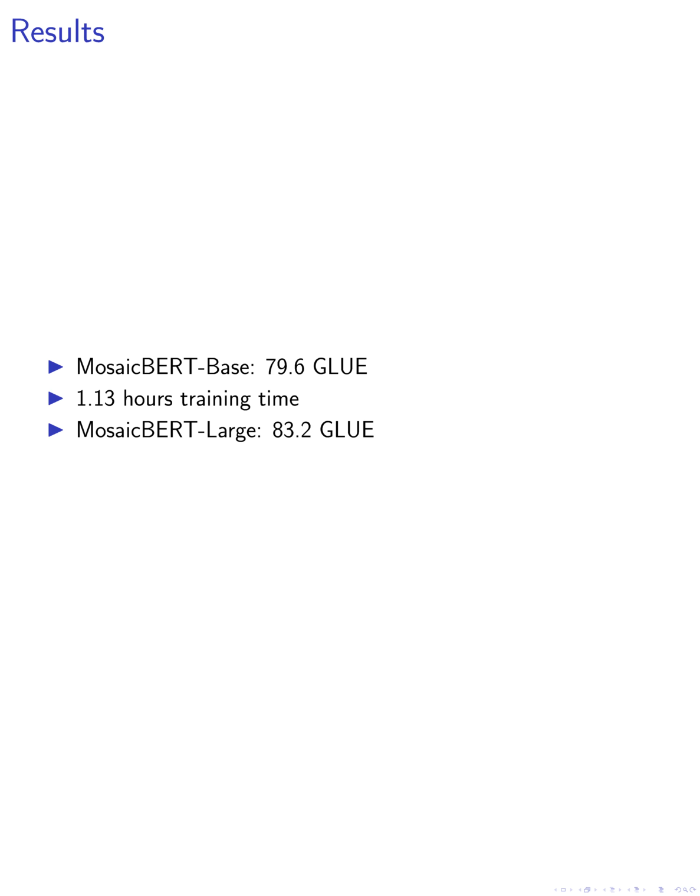Finally, we present our results. MosaicBERT base achieves a downstream average GLUE dev score of 79.6 in 1.13 hours, demonstrating a significant speedup compared to BERT base. MosaicBERT large achieves an average GLUE score of 83.2 in 15.85 hours, also showing a considerable speedup compared to BERT large.